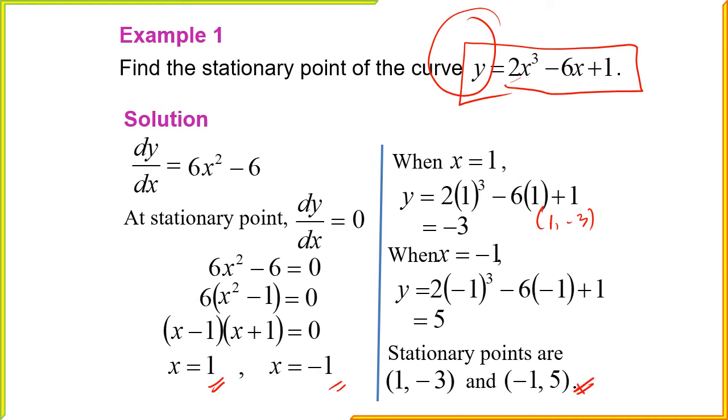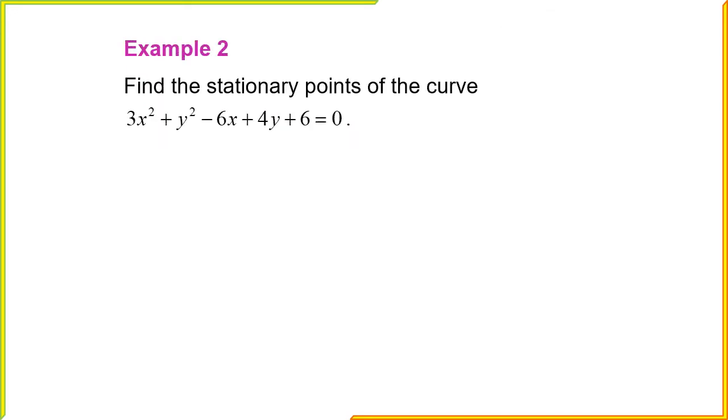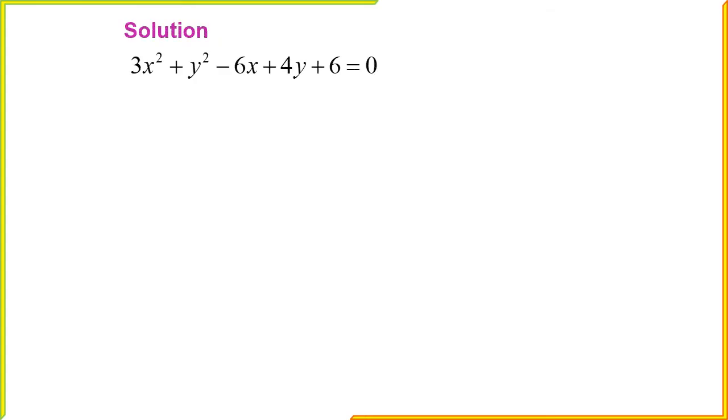So these two are the stationary points found by letting dy/dx equal to 0. Example 2. Find the stationary points of the curve 3x squared plus y squared minus 6x plus 4y plus 6 equal to 0. As usual, we need to find dy/dx before letting it equal to 0. So what is dy/dx? This is an implicit equation, so we need to apply implicit differentiation. So differentiate both sides.